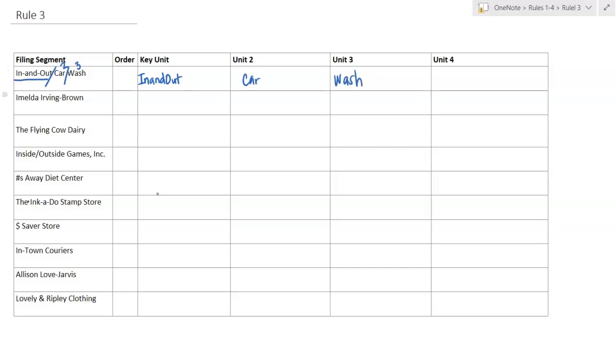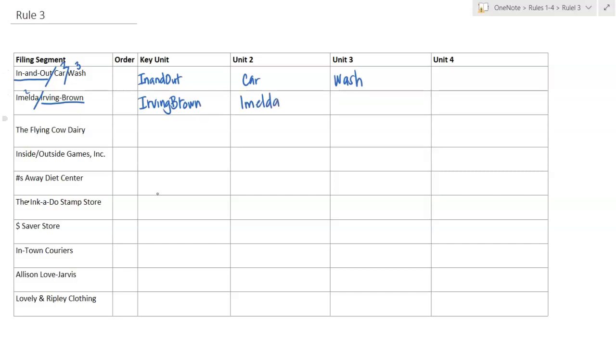Okay, here we have Imelda Irving-Brown. So this is a personal name with a hyphen. Remember, with personal names, the last names are indexed first, and then the first name. So my key unit is going to be IrvingBrown without any space between the G and the B. Okay, and unit 2 is Imelda.